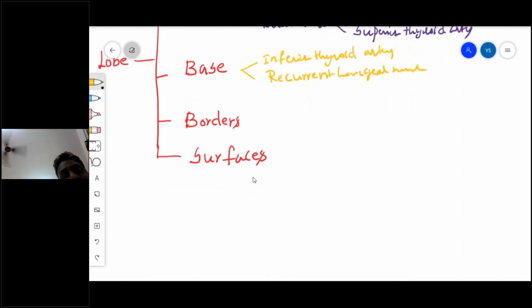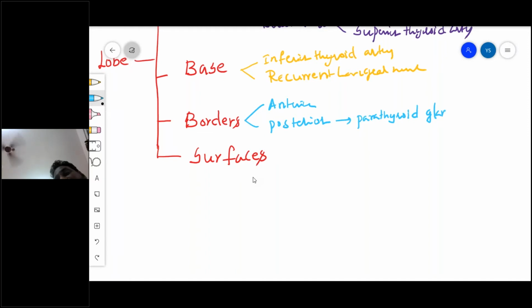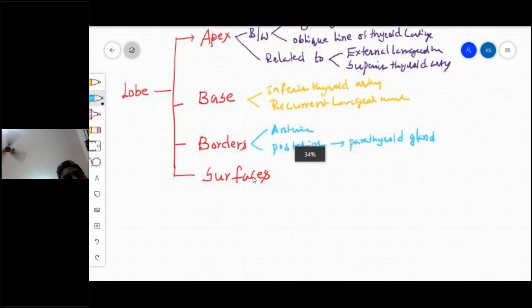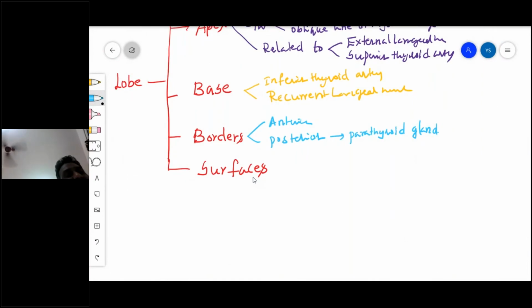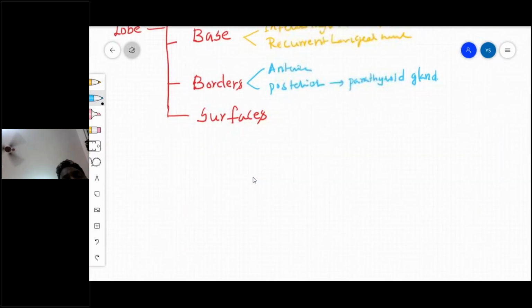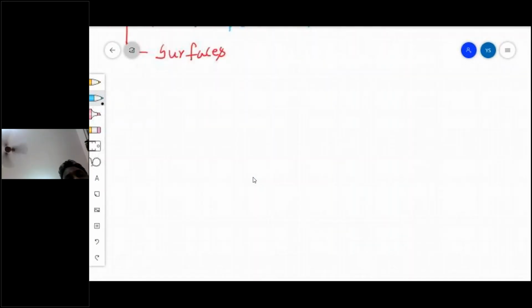Now, usually borders are 2 in number, anterior and posterior borders. Along the posterior border, we can find the glands. Name those glands. What are the glands we can see along the posterior border? Parathyroid glands. Parathyroid glands we can see along the posterior border of the thyroid gland. Now finally we come to the surfaces and their relations. So already we have seen the apex, base, borders, and finally we see the surfaces and relations.